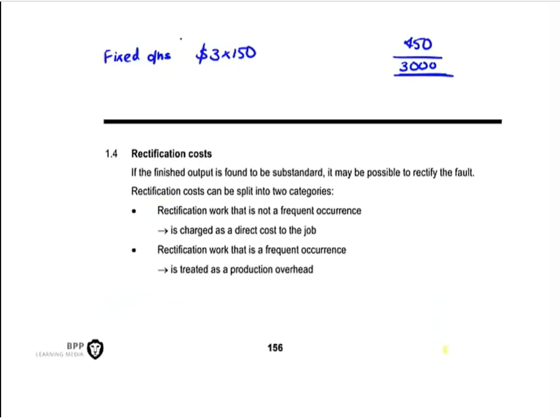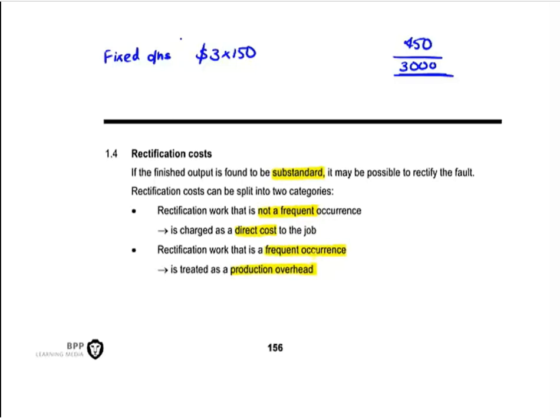What about things going wrong? Well, inevitably they will sometimes, and if we have substandard output, then we might incur rectification costs to put that right, to fix the damage. There are two different categories then of these rectification costs. So, for example, those which are not a frequent occurrence, and they will be a direct cost to the job. And sometimes there will be rectification work that does frequently occur, and that will be treated as a production overhead.